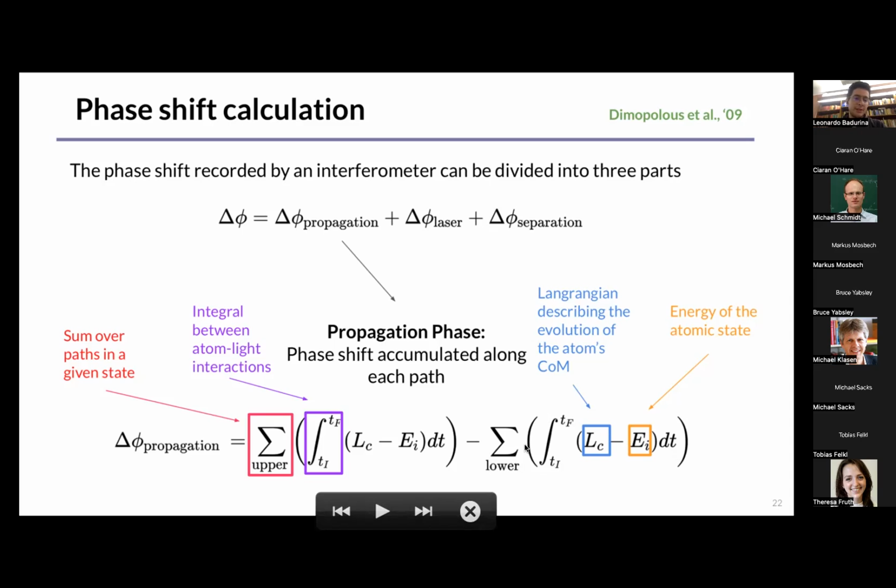So in a sense, the propagation phase, and this is one of the key take-home messages, will depend in the non-relativistic calculation on the evolution of the external degrees of freedom of the atom, meaning the center of mass of the atom. So this can be some classical, semi-classical type situation, but also on the internal degrees of freedom. So on the energy of the atomic state of the atom in that particular two-level system.